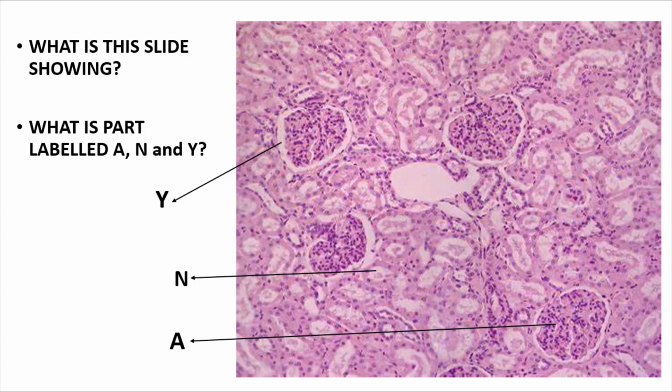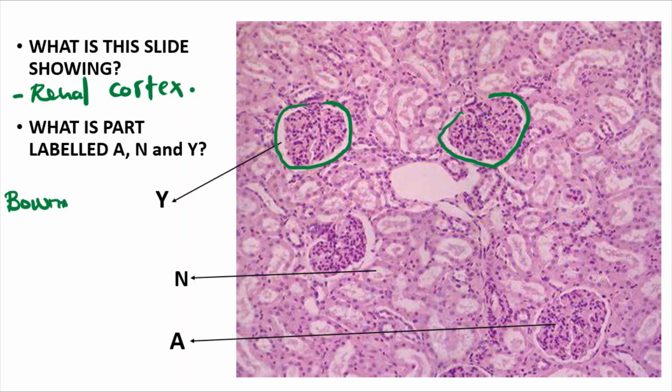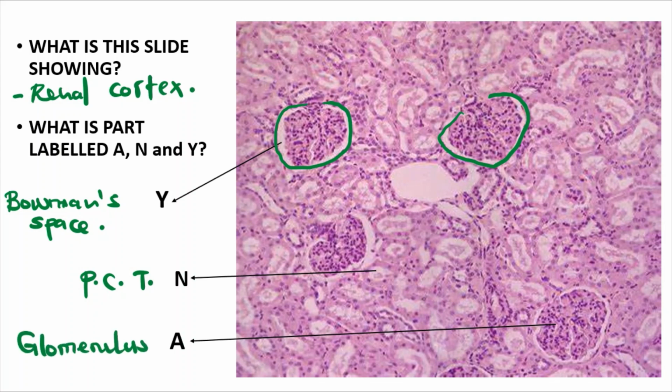What is this slide showing here? You can see these structures here. Those are renal corpuscles, and they are most prominent in the renal cortex. So this slide is showing the renal cortex. What is the part labeled Y? It is the Bowman's space. The part labeled N is the proximal convoluted tubule, which is PCT. The part labeled A is the glomerulus.